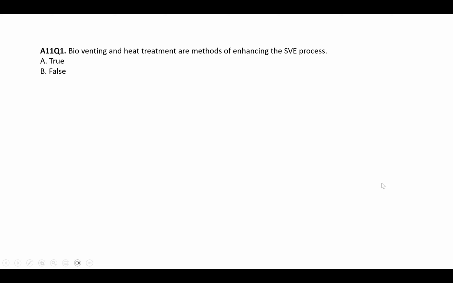pumps. So these two methods, that is bioventing and heat treatment, both enhance the soil vapor extraction process. So the statement is correct. So A is the correct answer.